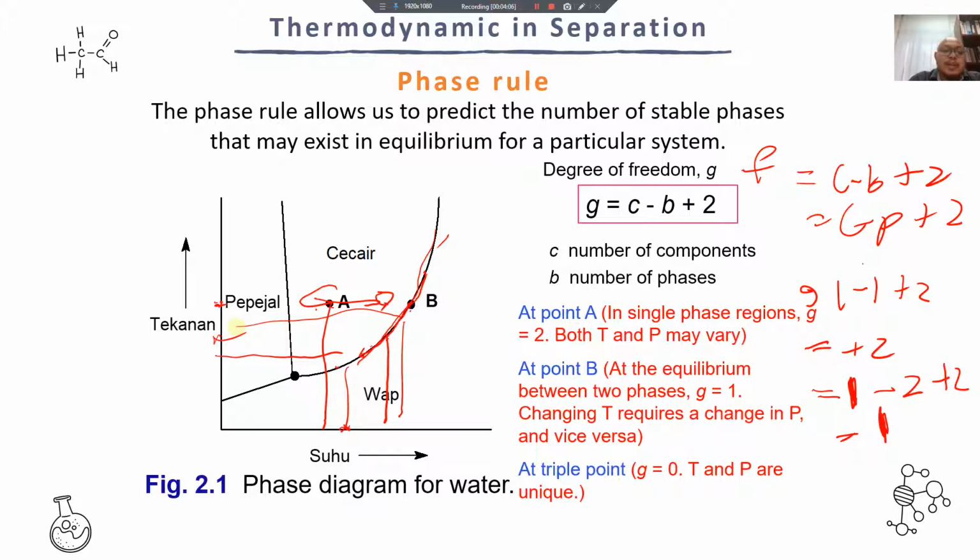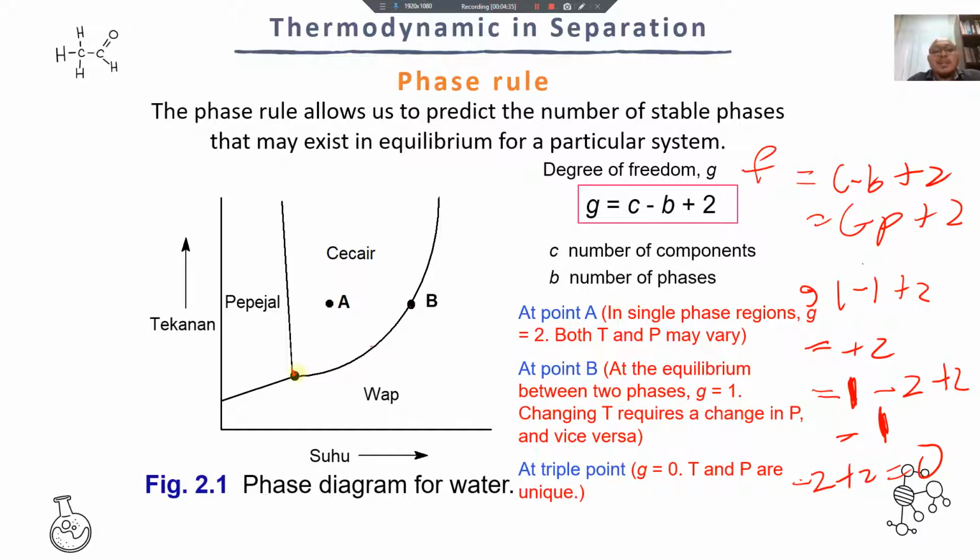So now let's look at the triple point, okay. Triple point where you have all the three phases, okay. So at the triple point, for example here, component number is still 1, okay, and the phases you have 3: 1, 2 and 3. 1 minus 3 you get negative 2, negative 2 plus 2 is equal to 0. So it means that nothing that you can do over here.